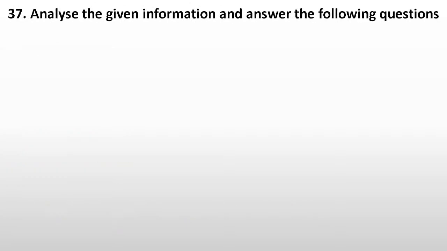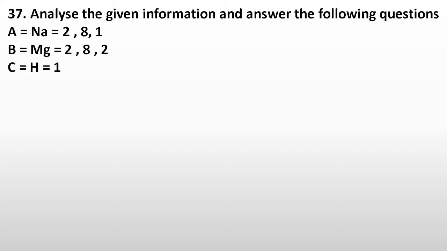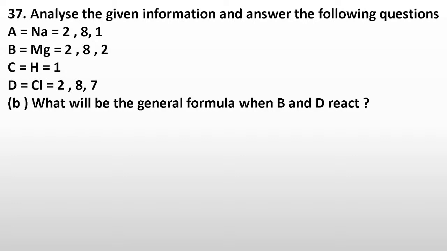Coming to the next question number 37, again the same, you have to analyze the information given, that is A is equal to Na is equal to 281, B is equal to Mg is equal to 282, C is equal to H is equal to 1, D is equal to chlorine, that is equal to 287. Now answer this question. What will be the general formula when B and D react? A. BD2, B. B2D, C. BD, D. BD4.